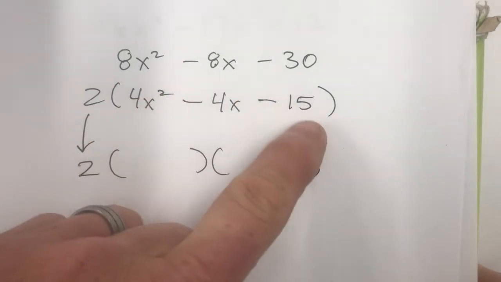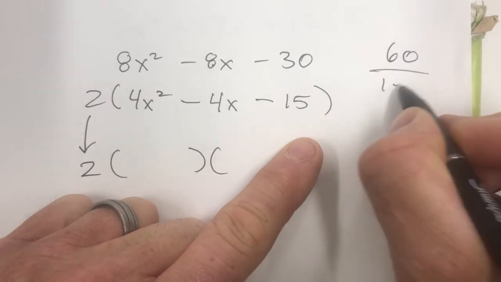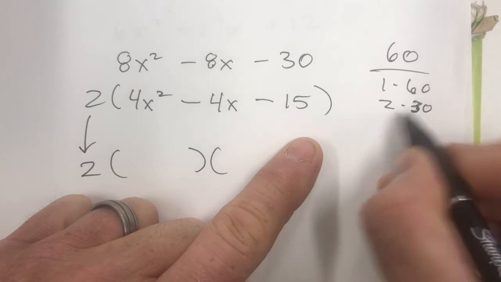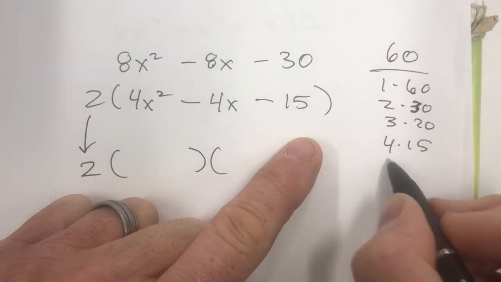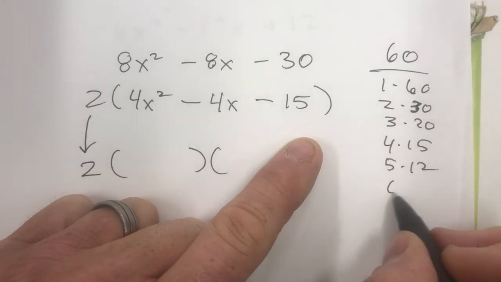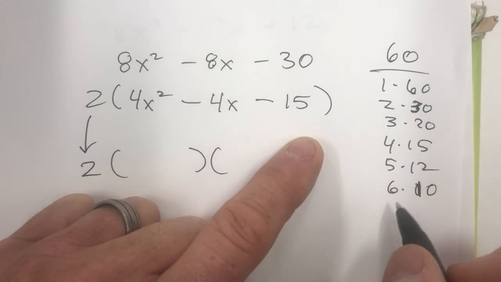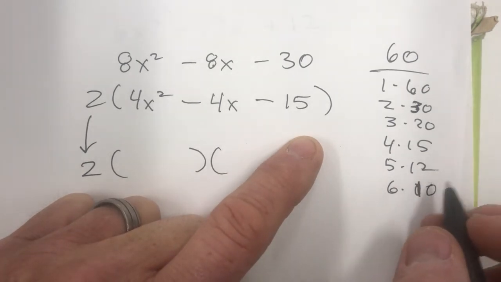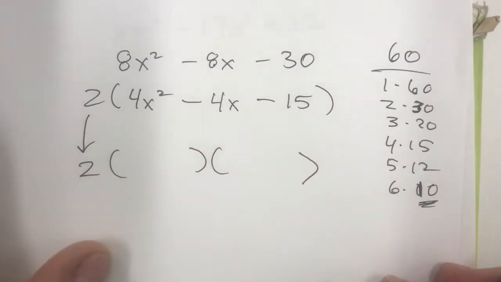Now, 4 times 15 is 60. 60 divided by 1 is 60. 60 divided by 2 is 30. That's a 30. 60 divided by 3 is 20. 60 divided by 4 is 15. 60 divided by 5 is 12. 60 divided by 6 is 10. 60 divided by 7, that's a decimal. 60 divided by 8 is a decimal. 60 divided by 9 is a decimal. And then 10's over there, so we're done.